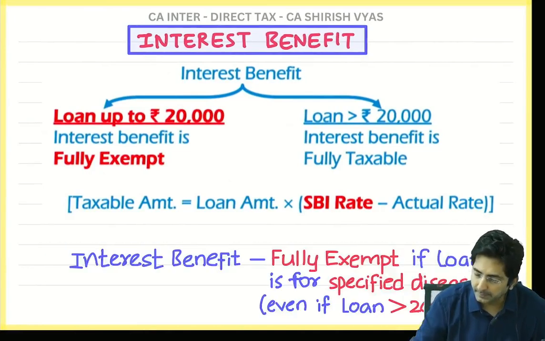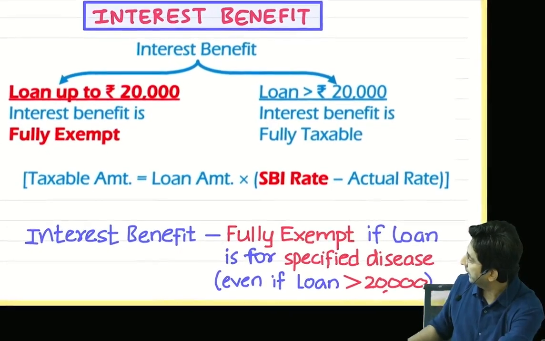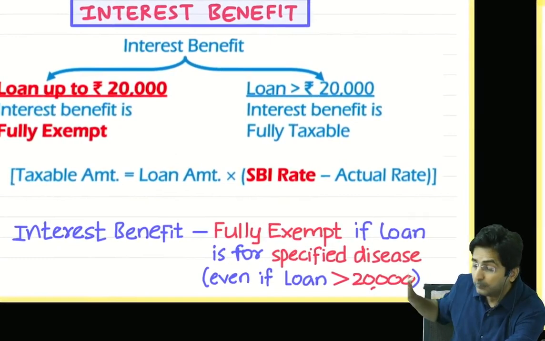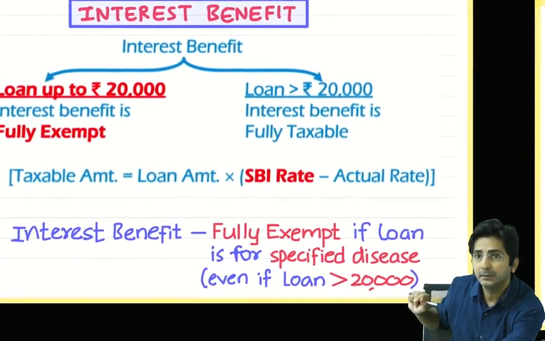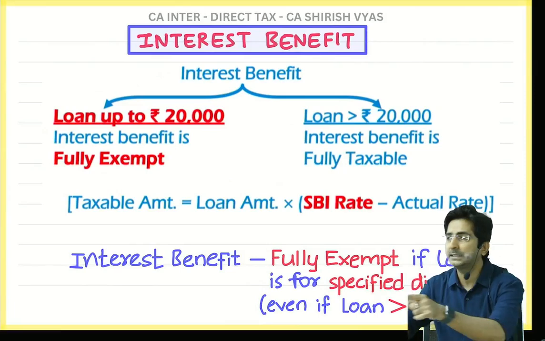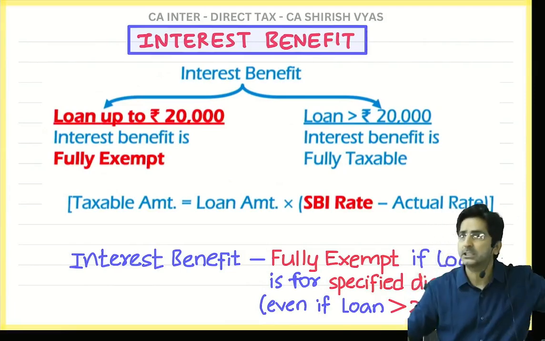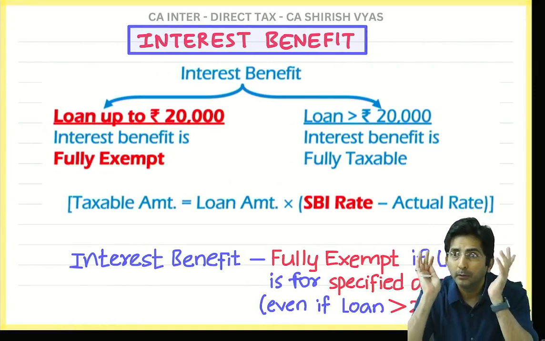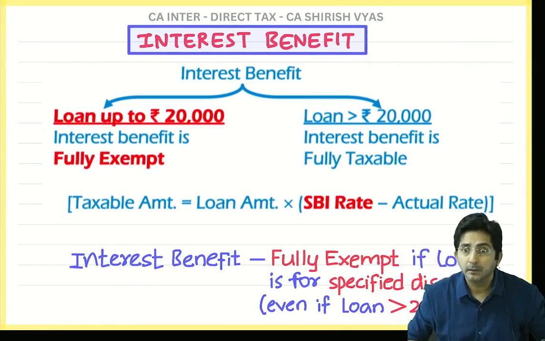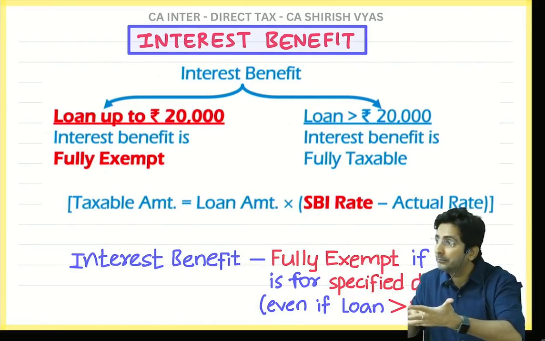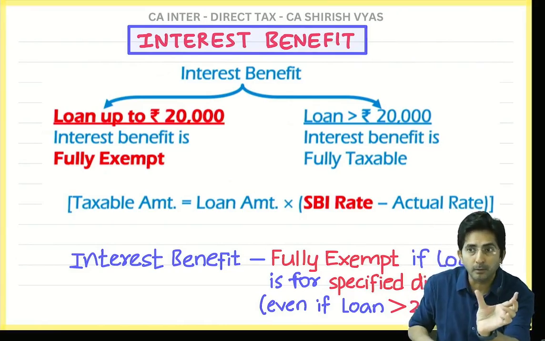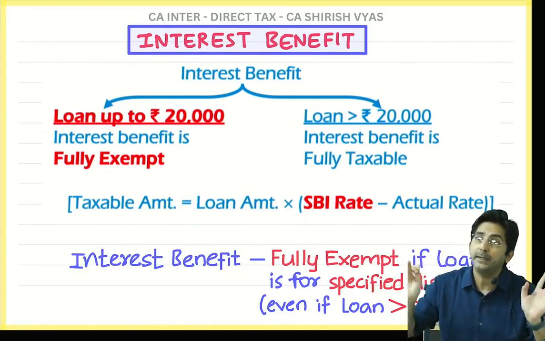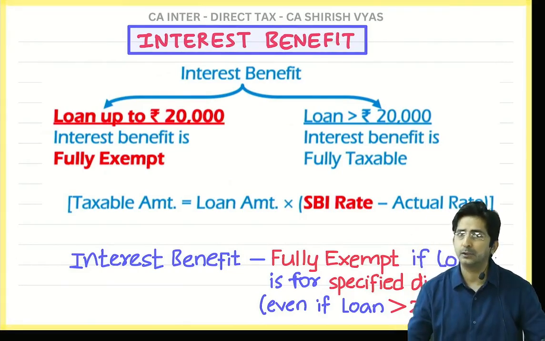See, this specified disease I have also mentioned here below. Read. Interest benefit fully exempt if the loan is for a specified disease, even if the loan is greater than 20,000. See, the best approach is what you know. First check, is it a specified disease? If yes, dash. If not, then see the size of the loan. 20,000 or less, dash. More than 20,000, calculator. And what is the formula? Loan amount into SBI rate minus actual rate. And the actual rate, if they write interest free, is 0 only. So interest theory is over.